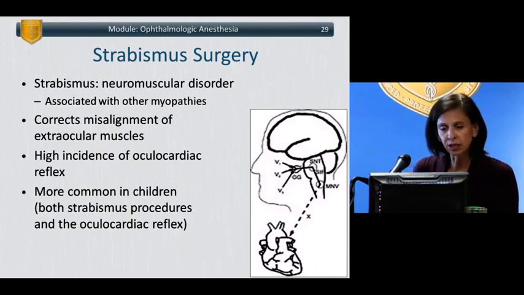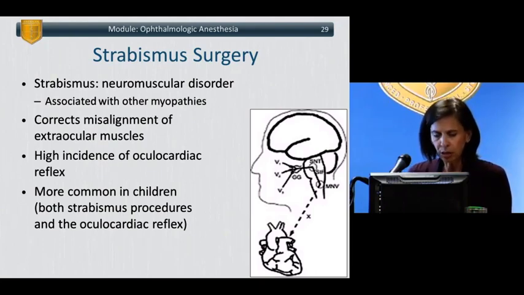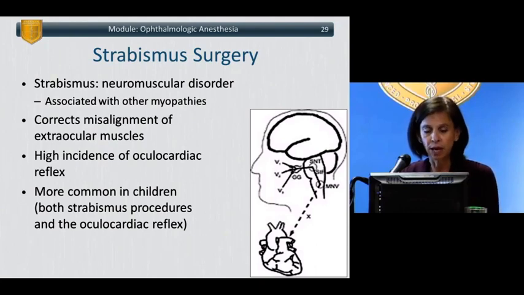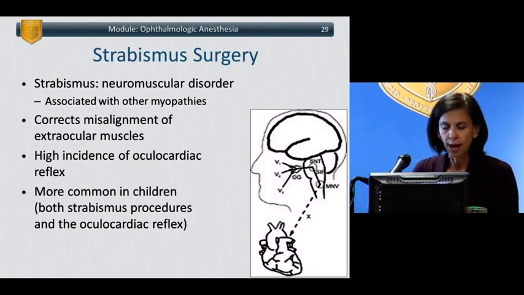It is considered to be on a spectrum of neuromuscular disorders. And it may be associated with other myopathies. In fact, it is often associated with other myopathies. So some patients just have strabismus, but many patients have strabismus plus other myopathic disorders.